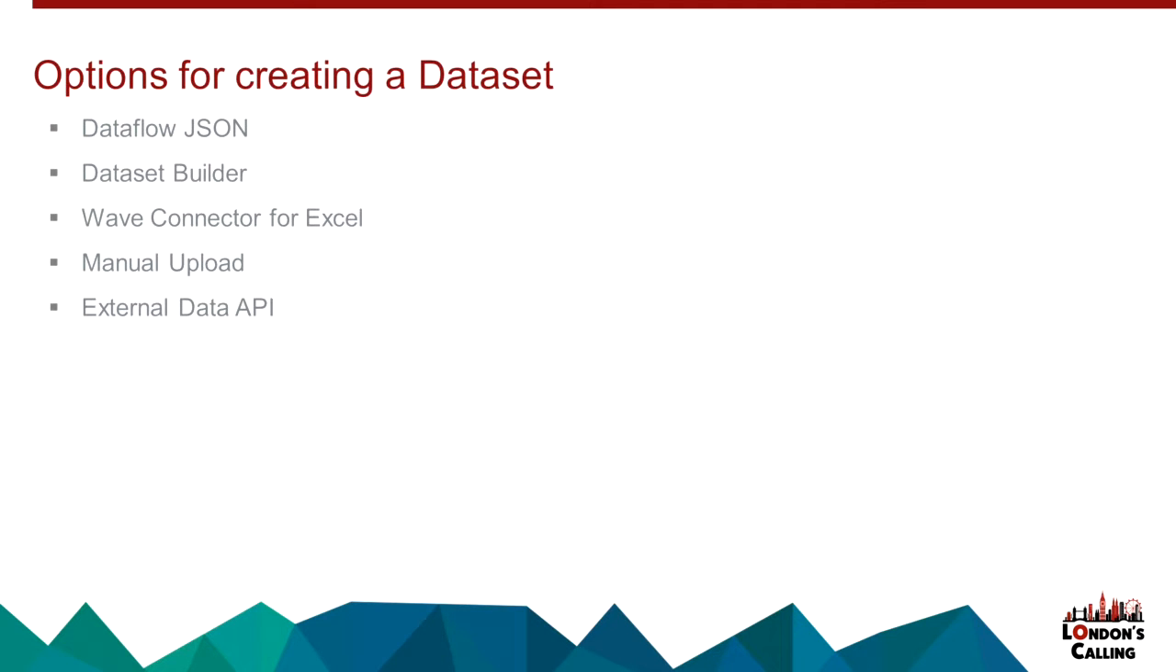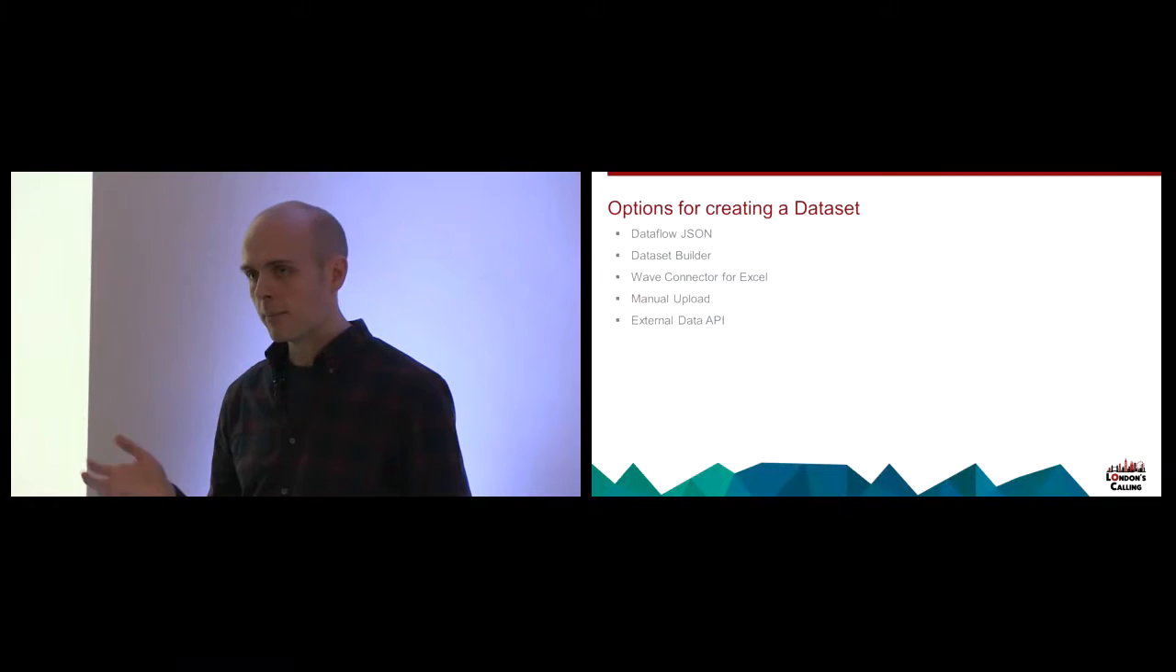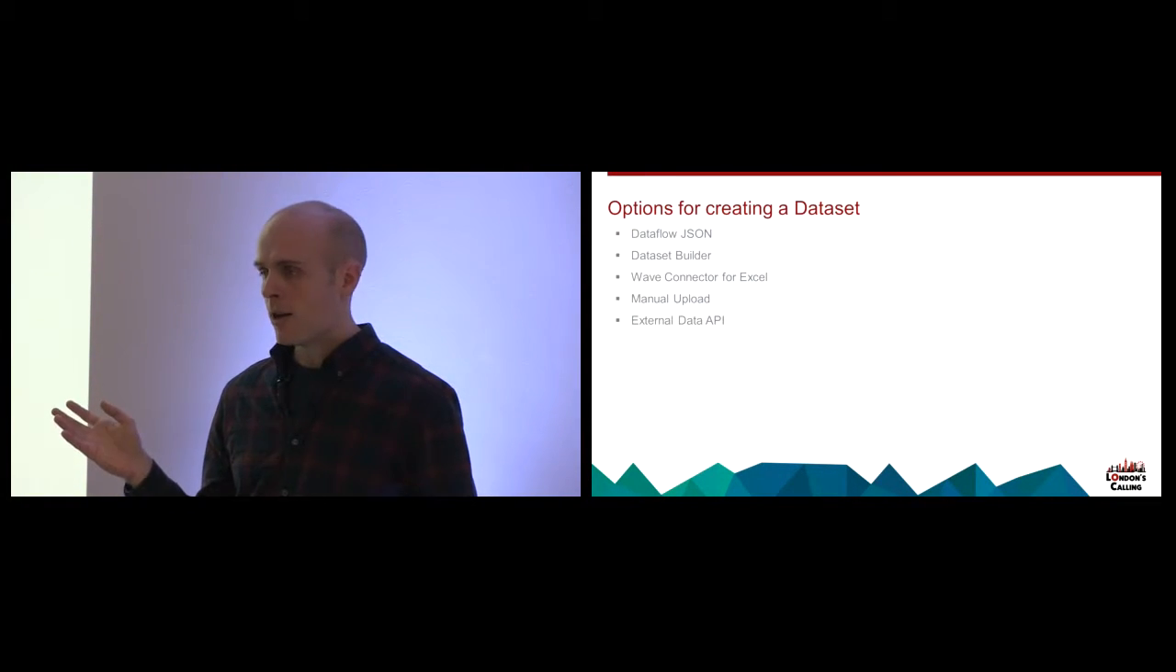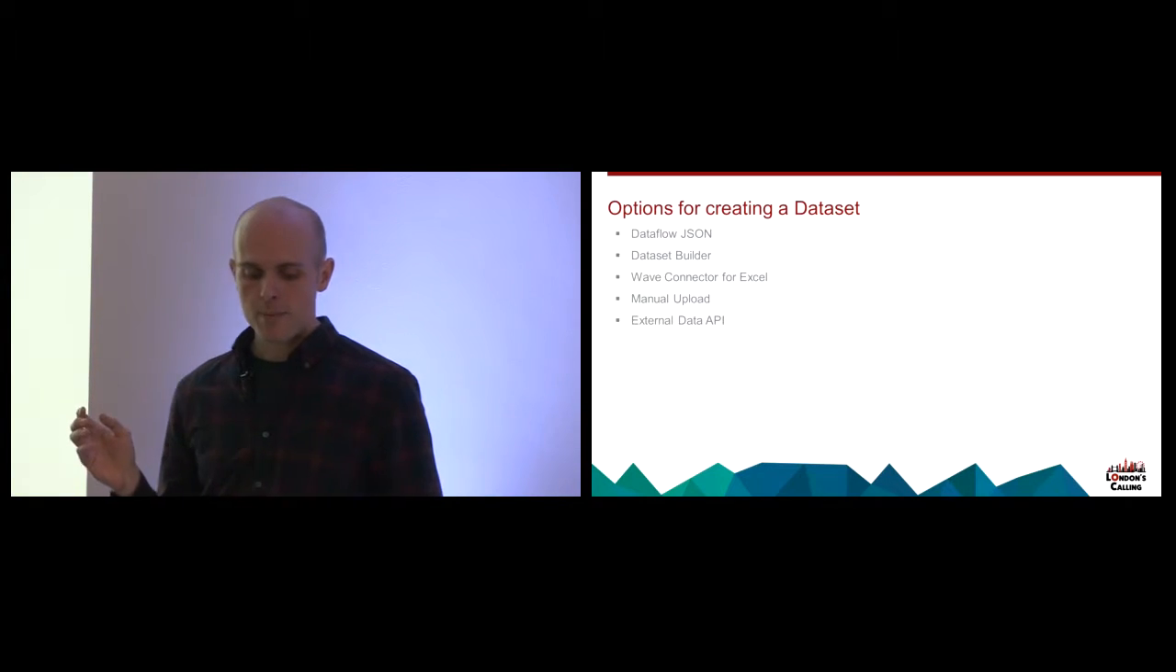So what options do we have for creating data sets within Wave? I'm going to tackle two of these in a fair bit of detail, and probably skim through the other three. The two I'm going to really focus on are Dataflow JSON, JSON standing for JavaScript Object Notation. We'll see a bit more of that in a bit. The Dataset Builder, which is a more declarative, config-based approach to building a data set. And then we've got a few others. There's a Wave connector for Excel, so you can create a data set from Excel, manual upload, and the external data API.